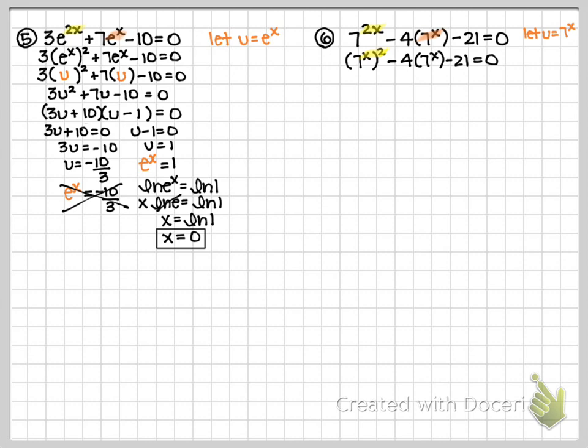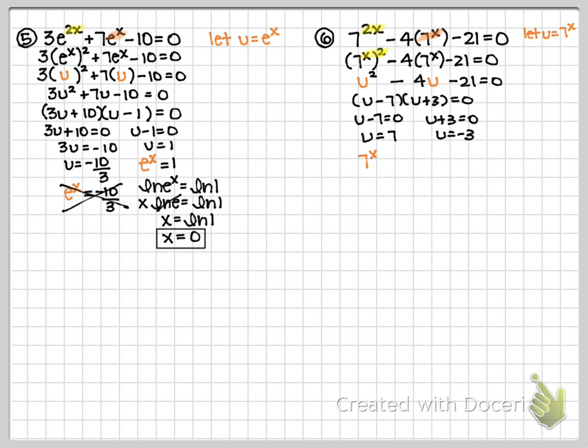Okay, so everywhere I see a 7 to the x, I'm going to replace it with u, and then just copy everything else down. u squared minus 4u minus 21 equals 0. Factor: u minus 7, u plus 3. Zero product property: u minus 7 equals 0, u plus 3 equals 0, u equals 7, u equals negative 3. Don't stop there. You're not solving for u. So replace the u's with 7 to the x. Remember, that's what our dummy variable was.